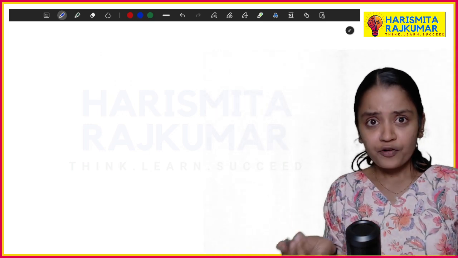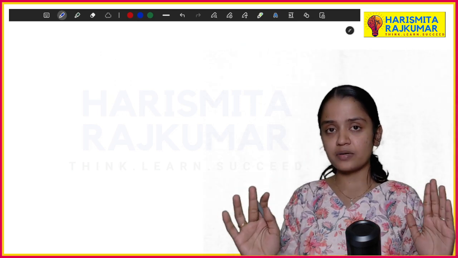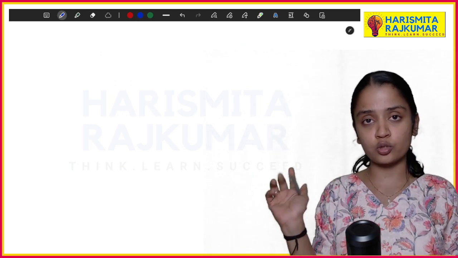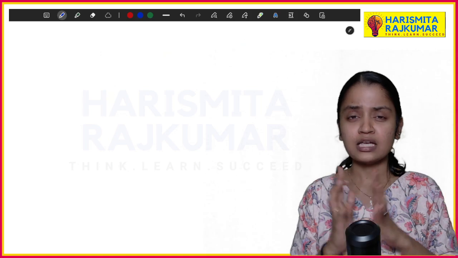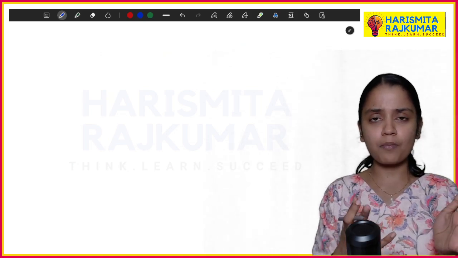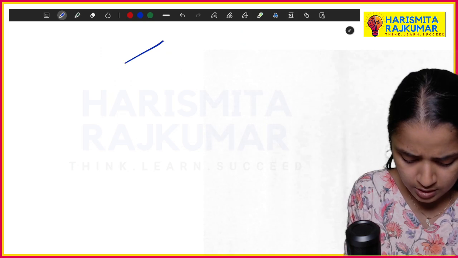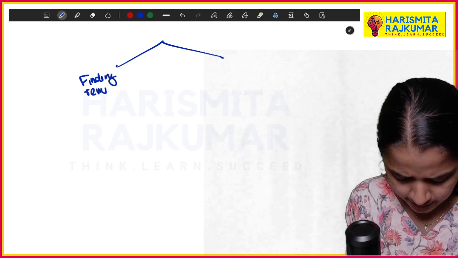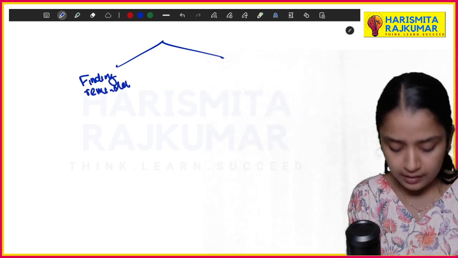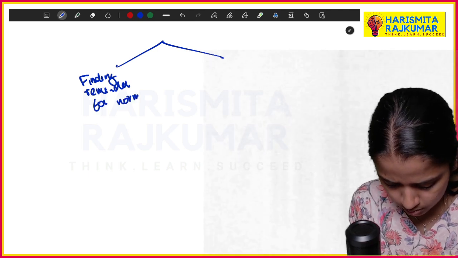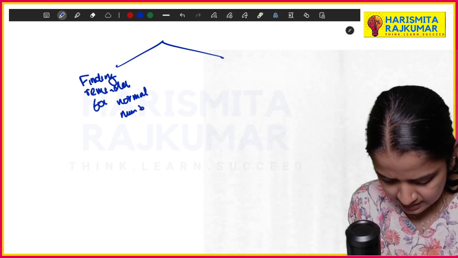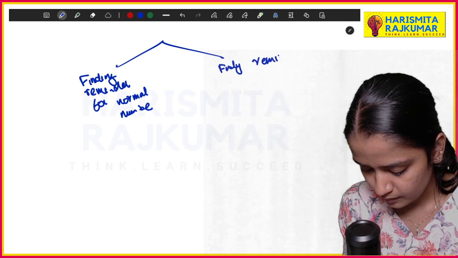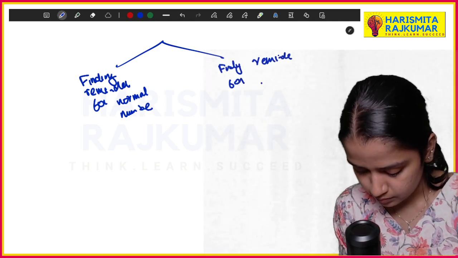First, generally in any kind of examination, you'll be having two types of questions for finding remainders. Either you'll be having normal numbers or you'll be having polynomial numbers. So basically, finding remainders for normal numbers, and in the same way, finding remainders for polynomial numbers.